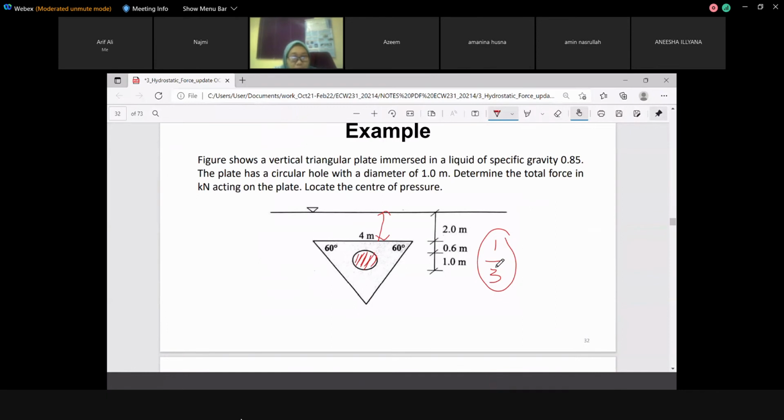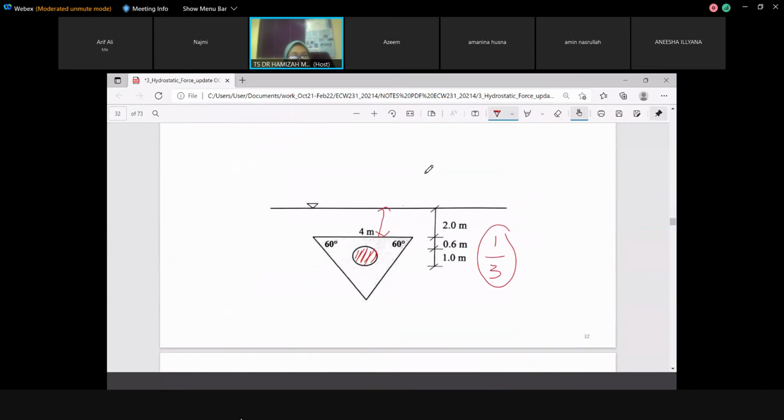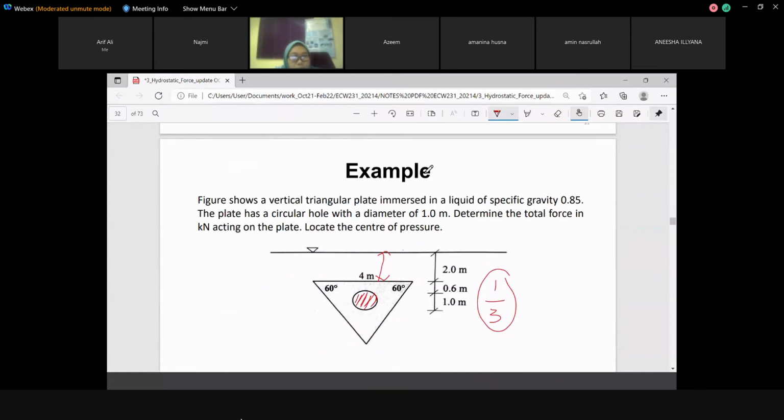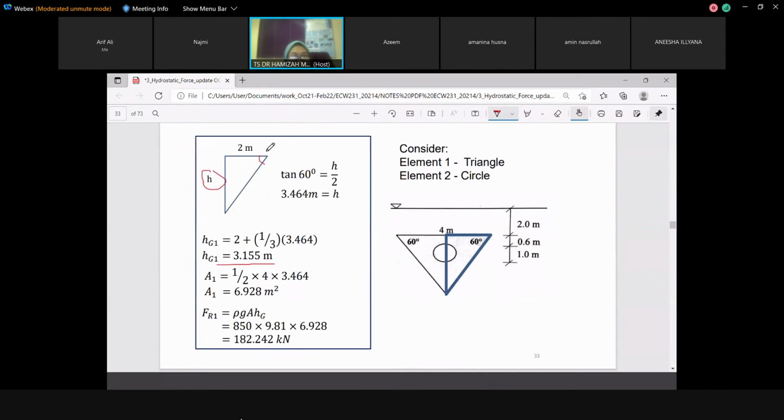Okay, so kita tak tahu nilai H. So we can use the formula of tangent. Angle is 60. Okay, and then the area is half times 4, dia punya base, length, times the height, tinggi, 3.464.